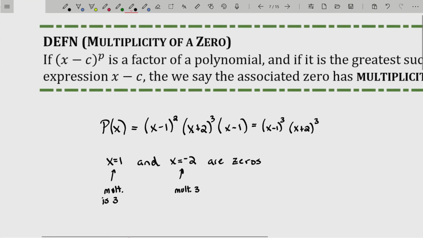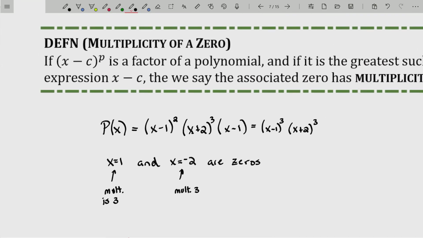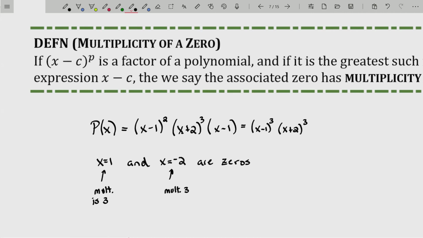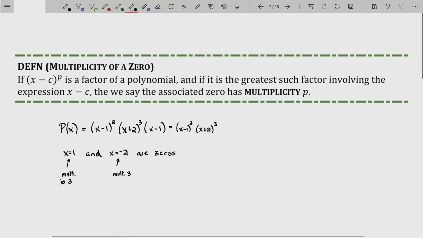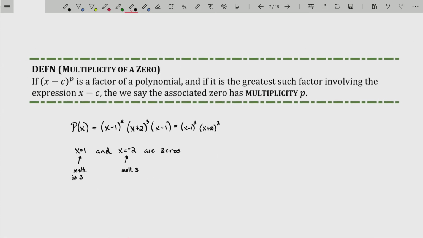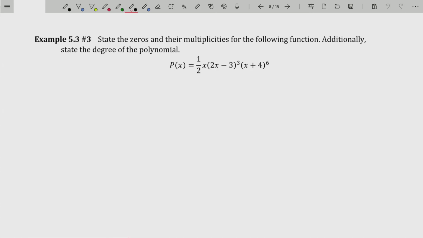And that's what this definition is saying. If you have x minus 1 to the third as a factor of the polynomial, and there's no other way to increase that to x minus 1 to the fourth, then we say 1 is a 0 of multiplicity 3. Not a big deal, but the idea is huge because you will use this idea for the rest of mathematics. So you need to get used to this.